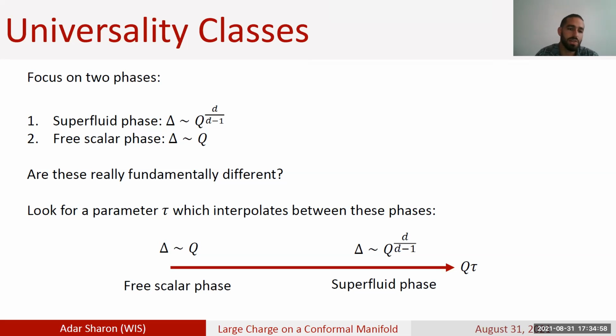We want a theory with a parameter tau, which interpolates between these 2 phases. So at small tau, we want to be in the 3-scalar phase where Delta goes like Q, but at large tau, we want to be in the superfluid phase where it goes like Q to the d over d minus 1. And we're interested in what happens in the middle and what the transition looks like between these 2 phases.